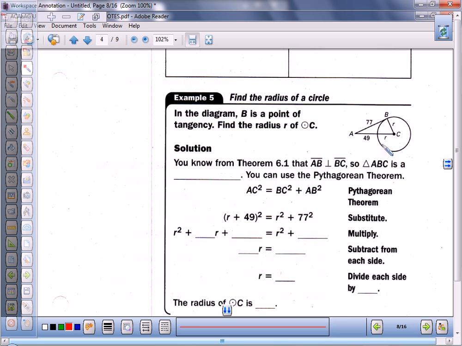Okay, now how can we use it to find missing sides? If it tells us it is tangent at this point, then we know that this forms a right triangle. So we could say that leg squared plus leg squared equals hypotenuse squared. So r squared plus 7 squared would equal the hypotenuse, which is 49 plus r squared. So when we do r plus 49 squared, we need to think of it as r plus 49 times r plus 49.